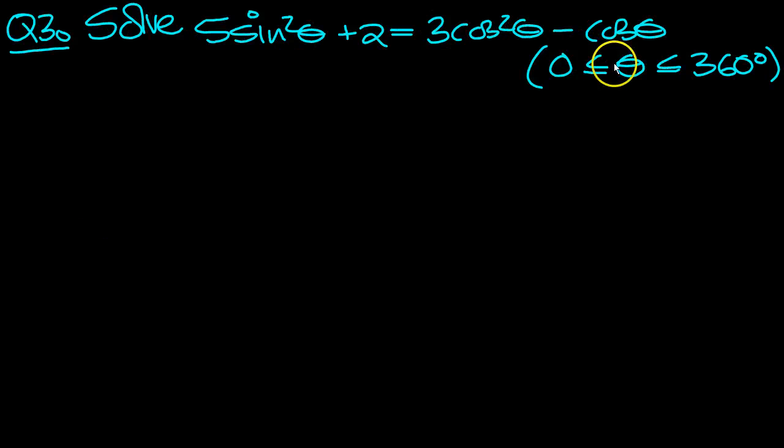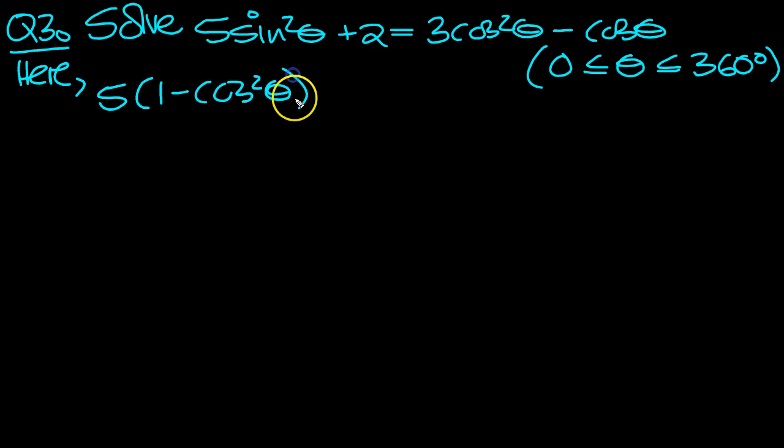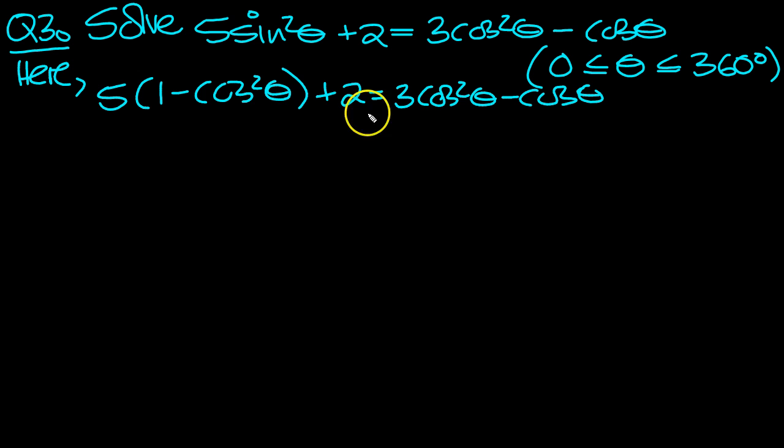Solve this trig equation between 0 and 360. Well, we've got sine squared and cosine squared and a cosine, so let's get rid of this and put this in cosines as well, so that we've got an equation just in cosines. So we've got 5(1 minus cosine squared), so we can replace sine squared by this, can't we? Plus 2 is equal to 3 cosine squared theta minus cosine theta.